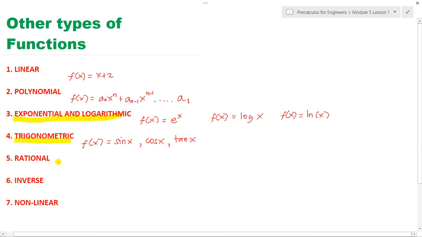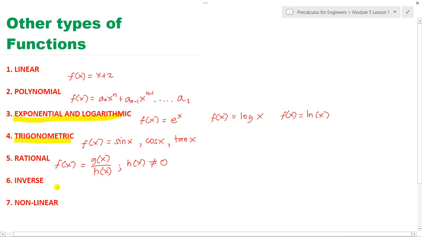Of course, you already know this one. This is of the form f of x is equal to the function on the numerator, let's say this is g of x, and then you also have a function on the denominator, h of x, such that this h of x must not be equal to 0. So this is its restriction.